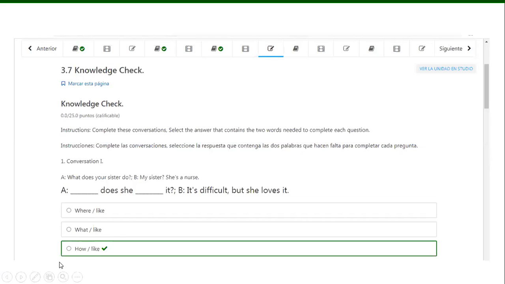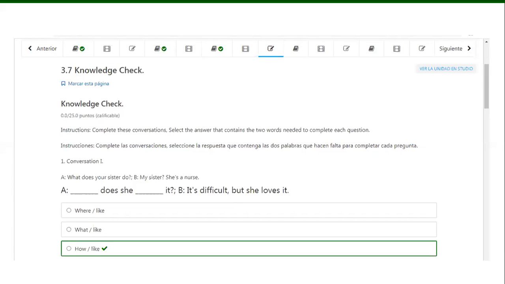So since we are talking about WH words in order to make questions, you need to look which fits best, right? So here, the question is, how does he like it? Because the first sentence says, what does your sister do? And then, my sister, she's a nurse. That's the first sentence. The second, how does she like it? It's like, le gusta, como que tanto le gusta, verdad? La profesión de enfermería o de enfermera. So the answer, it's difficult, but she loves it. Look, loves it, because I'm talking about she. So the answer, the first is how, the WH word, and the verb like, because it's a question.